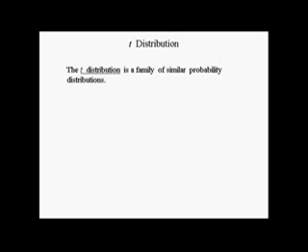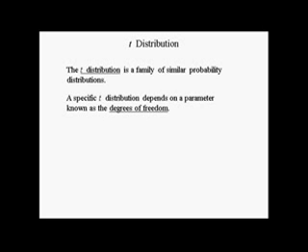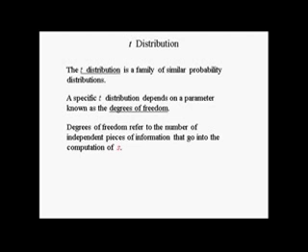The t-distribution is a family of similar probability distributions, all of which are symmetric and bell-shaped. A specific t-distribution depends on a parameter known as the degrees of freedom. In this chapter, degrees of freedom refers to the number of independent pieces of information that go into the computation of sample standard deviation, S.